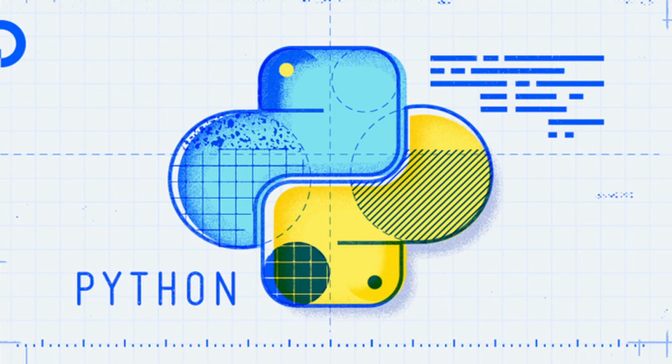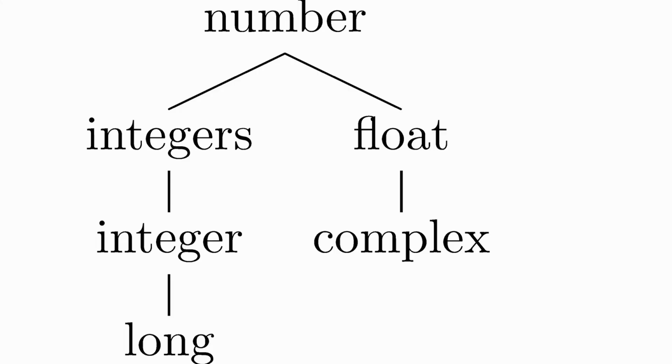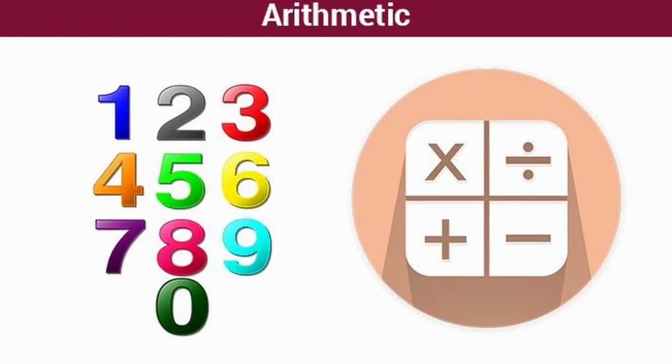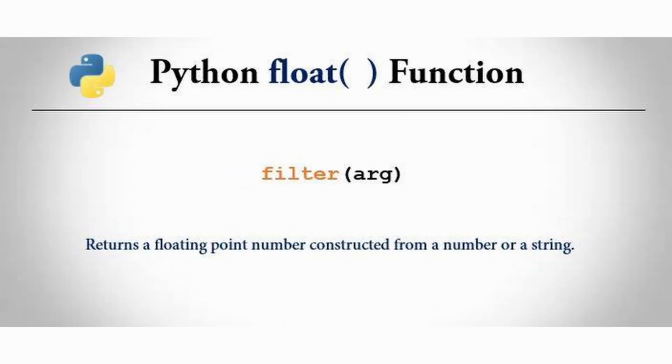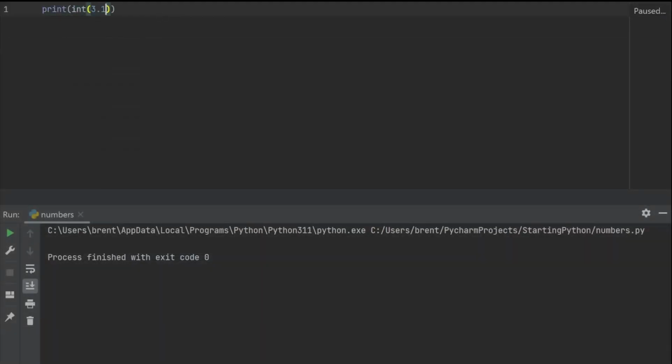Python allows us to convert between different numeric types using built-in functions. This is useful when we need to change the type of a variable or perform operations between different numeric types. Some commonly used type conversion functions include int, float, and complex. You can convert a float to an integer using int, convert an integer to a float using float, and create a complex number from a real and imaginary part using complex.